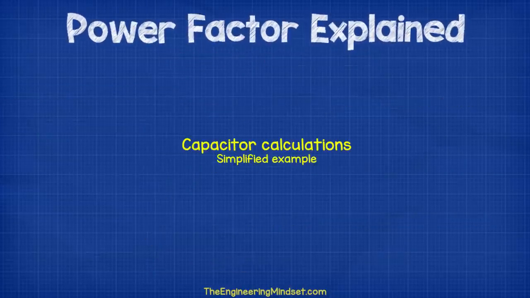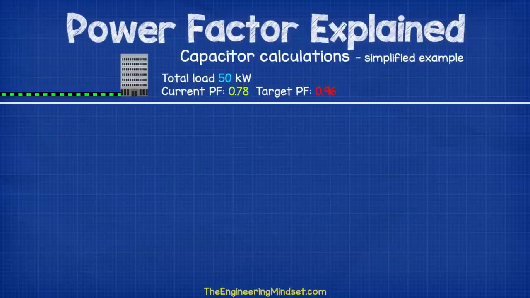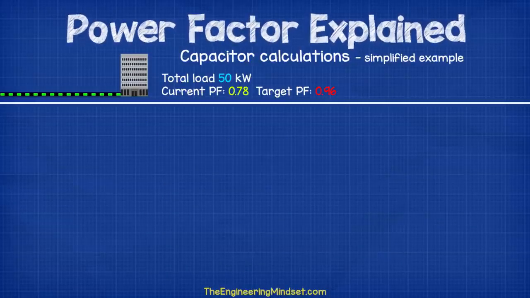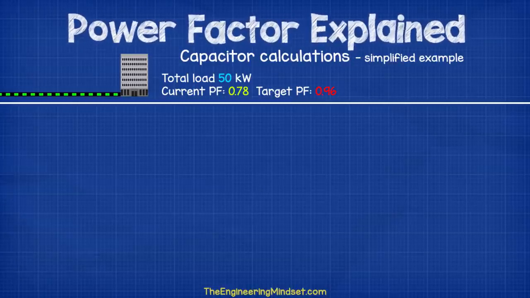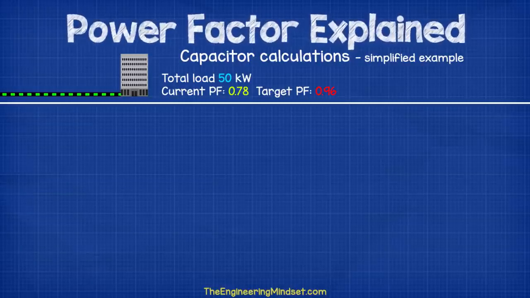Capacitor calculations for power factor correction. Let's look at a simplified example of calculating the size of a capacitor to improve the power factor of a load. The building has a 3-phase power supply and has a total load of 50 kilowatts of work. It also has a power factor of 0.78, but we want it to be 0.96 to avoid penalty charges.